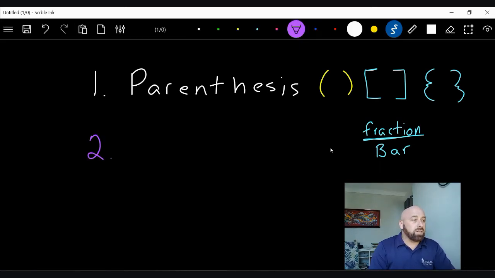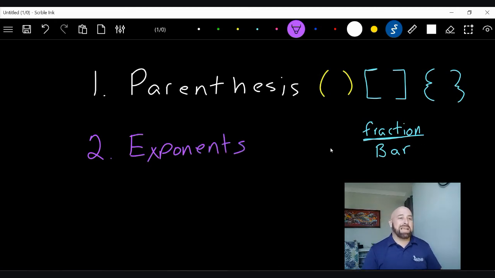The second thing that we want to do when we're solving order of operation, when we're solving math or algebra problems, is we always want to do the exponents. Do the exponents next. Okay, so any exponents, we talked about those just a little bit in the last lesson. So anytime you see an exponent, you're going to do that after you do the parentheses. Okay, after you do the parentheses.